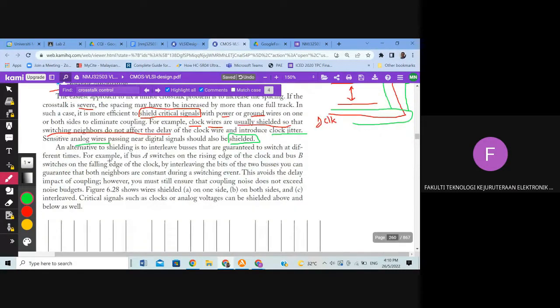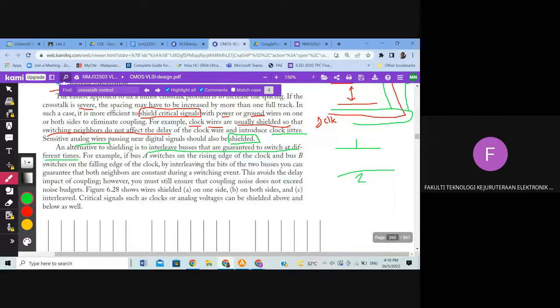An alternative to shielding is another method whereby the designer interleaves buses that are guaranteed to switch at different times. Remember we discussed the switching. We have two wires, for example, wire number 1 and wire number 2. We ensure that wire number 1 does not switch at the same time as wire number 2. So that will reduce the crosstalk.